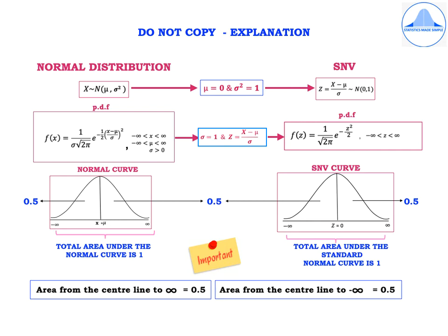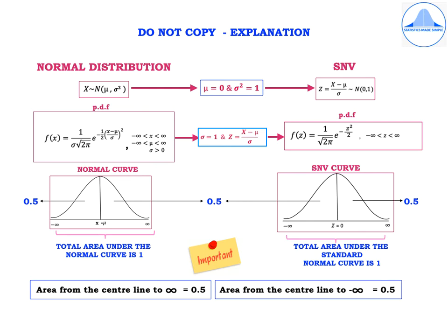Now let us observe the right hand side of the slide, which has the heading SNV, or the standard normal variate. So from the normal distribution, how do you get the standard normal variate or the standard normal distribution? In the blue colored box, whenever mu takes the value 0 and sigma square takes the value 1, then the normal distribution will get converted into the standard normal distribution, which has the formula z equal to x minus mu by sigma, which follows normal 0, 1.